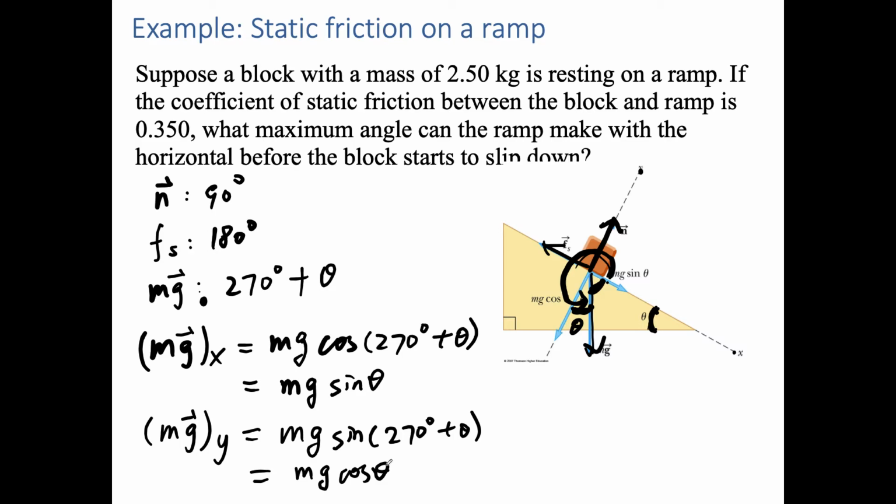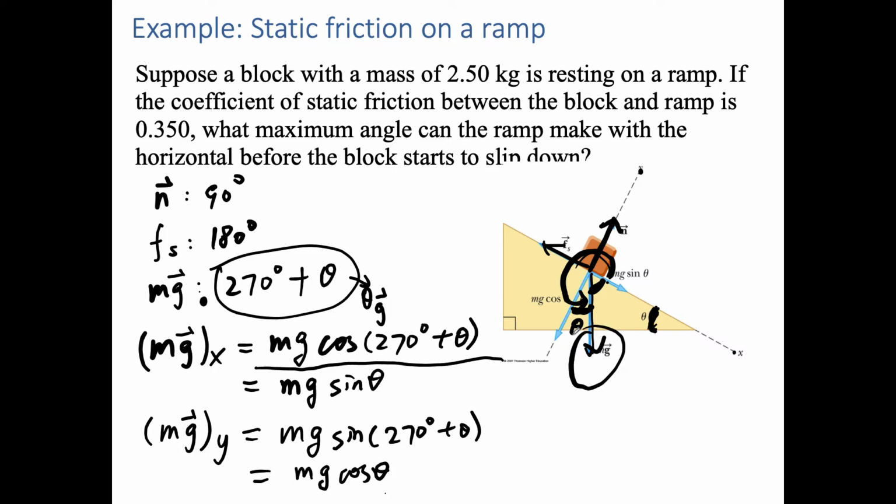Now this got a lot of us confused. Why is the x component mg sine theta and the y component mg cosine theta? This is because theta is not the angle of mg. If we want to use the definition of vector component, we should use the angle theta g. But theta g is 270 plus theta. The angle given in this problem, theta, is the angle of the incline. It's not the angle of the vector mg.